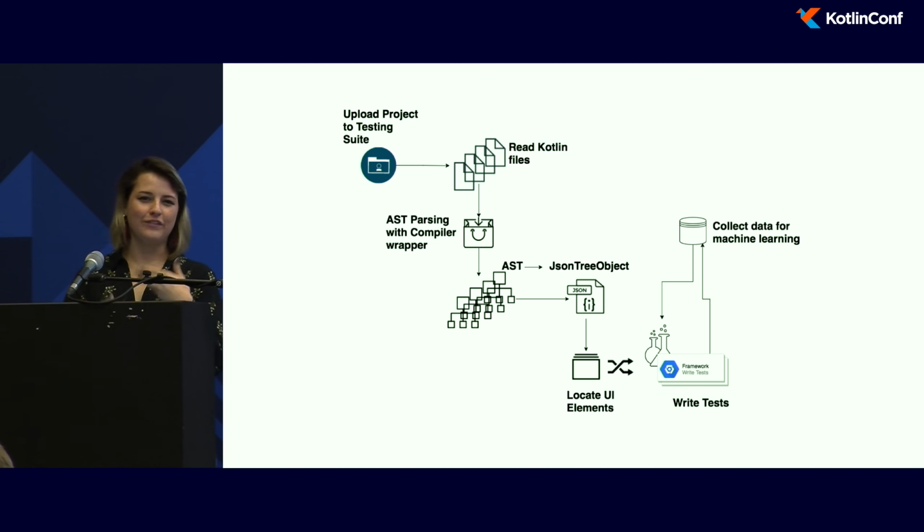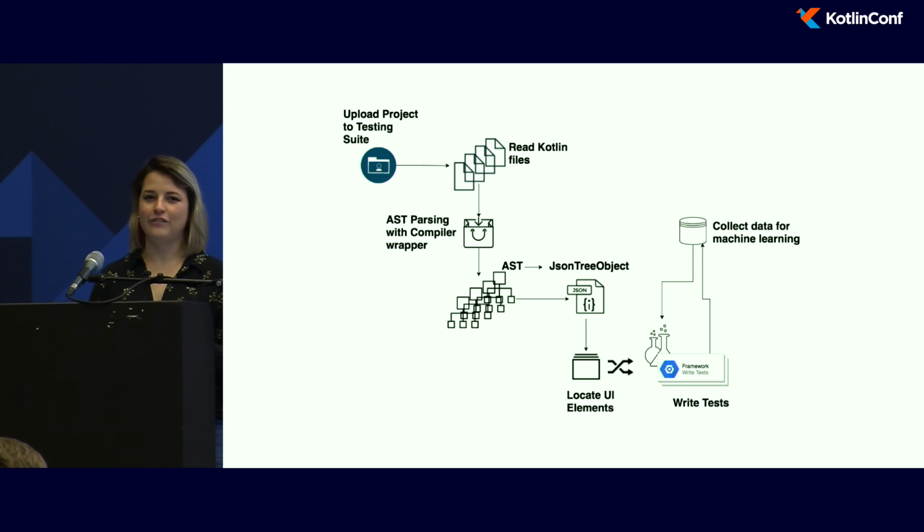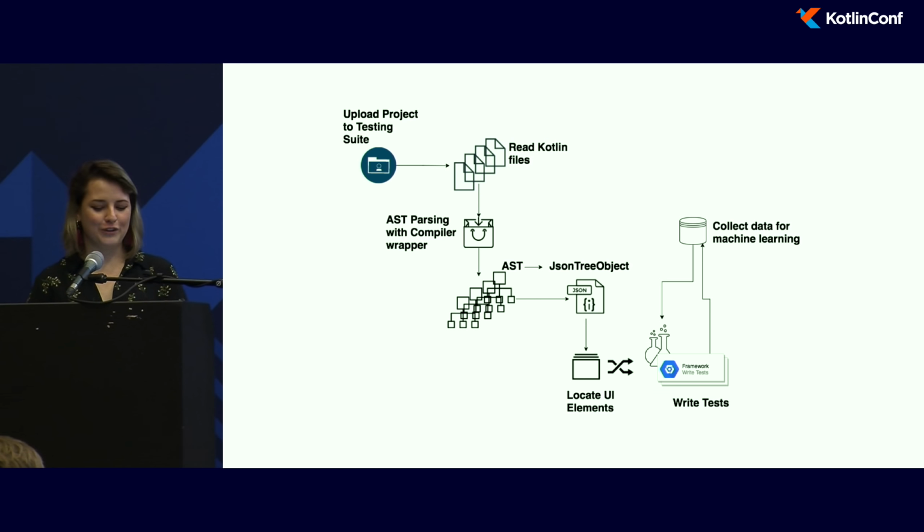I used TornadoFX to create the GUI and upload the project. I read the Kotlin files with an AST parser, that's an abstract syntax tree. That turned out to be very difficult because I ended up having static types even for my ASTs. It wanted to know there's a node and a function and whatnot. And I thought, wow, I almost wish I had a dynamic ability to recurse down into these potentially infinite trees without caring what type I'm looking at. So I did a workaround and created a JSON tree object from that. And from there, I was able to locate those UI components.